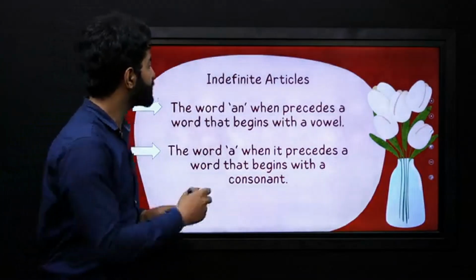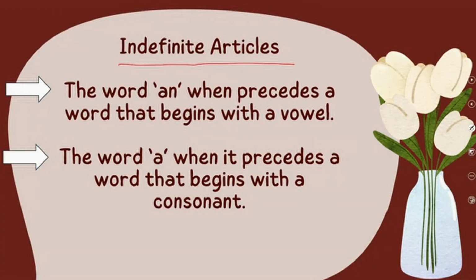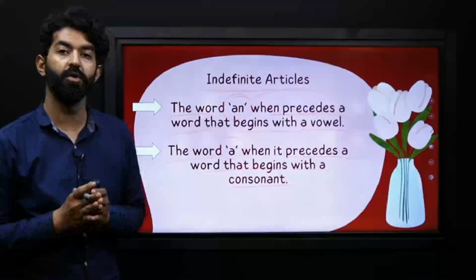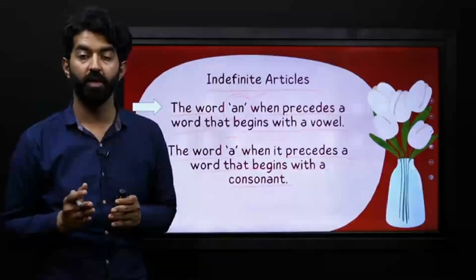Now my dear learners, let's talk about indefinite articles. The word an precedes a word that begins with a vowel. So that's when we use an. For example, an umbrella, an image. Now the word a precedes a word that begins with a consonant. So the rules are very much clear about using a and an in the right place.